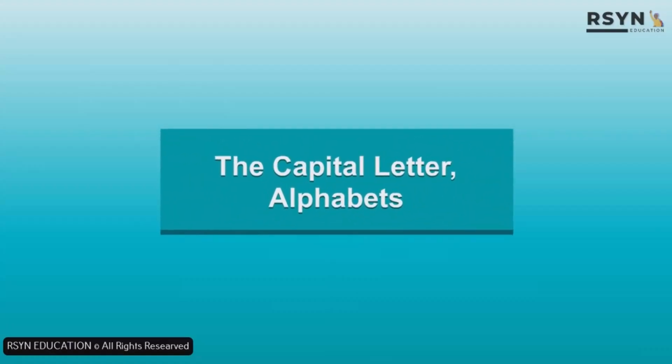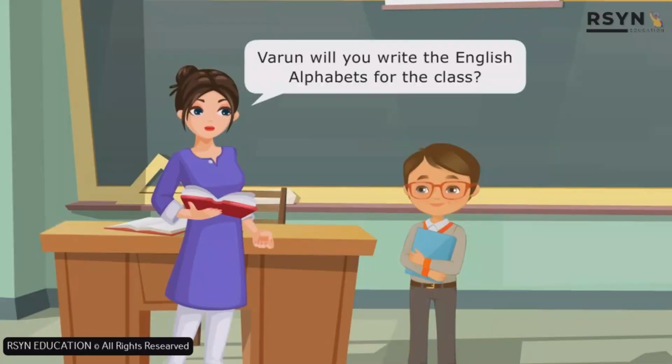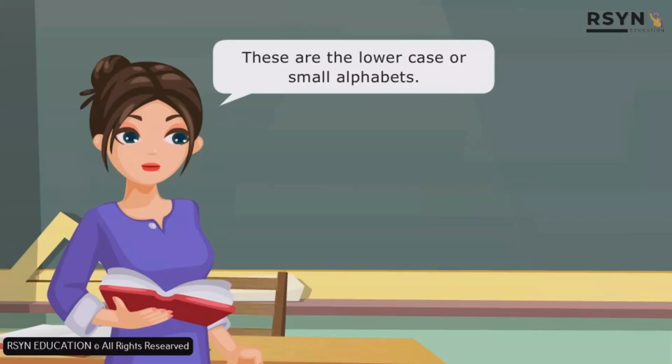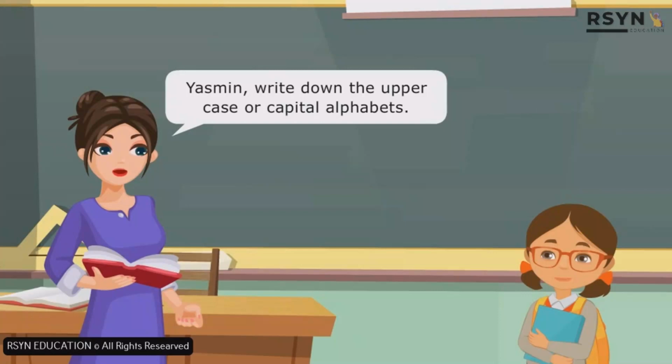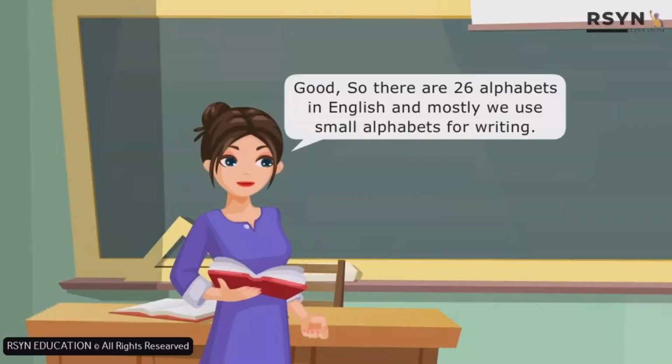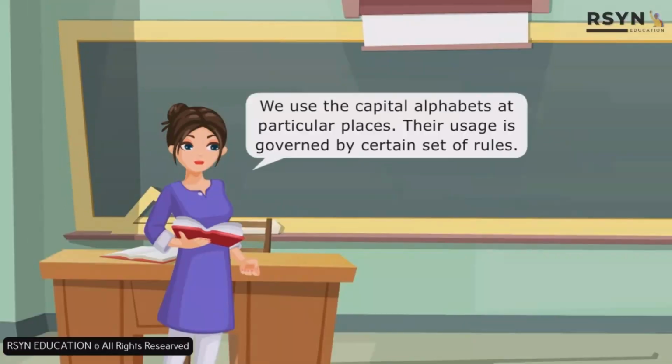The capital letter alphabets. Varun, will you write the English alphabets for the class? A. These are the lowercase or small alphabets. Yasmin, write down the uppercase or capital alphabets. A, B, C, D, W, X, Y, Z. Good. So there are 26 alphabets in English, and mostly we use small alphabets for writing. We use the capital alphabets at particular places. Their usage is governed by certain set of rules.